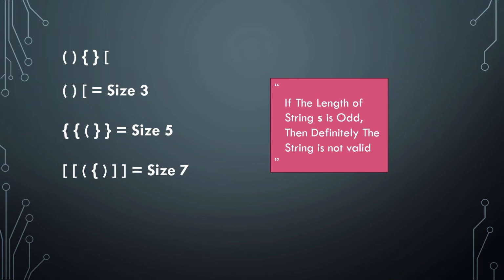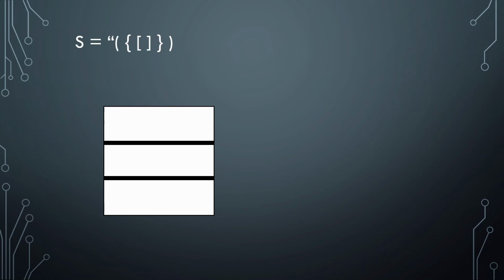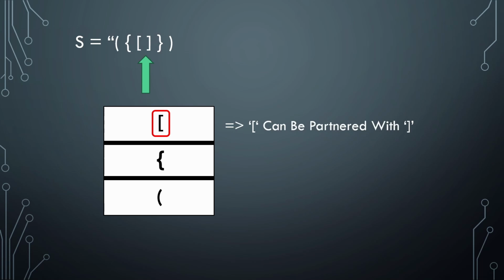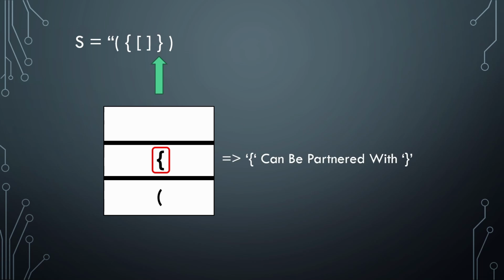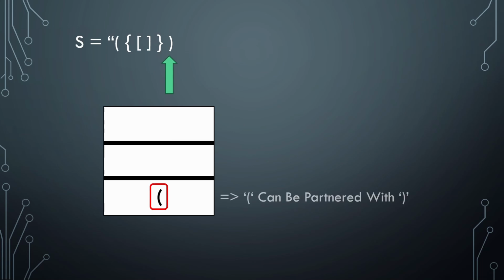But what if the length of the string is even? Here we need to go ahead and do some operations. What I will do is start looping through the string and check if I have an open bracket. I will simply push it to the stack. I will keep on doing this until I arrive at a closing bracket. Here I will check if the top element of the stack is a partner of the closing bracket. Then I will pop the element from the stack and continue the flow. Now notice how each opening bracket stored inside the stack is being partnered with a closing bracket.